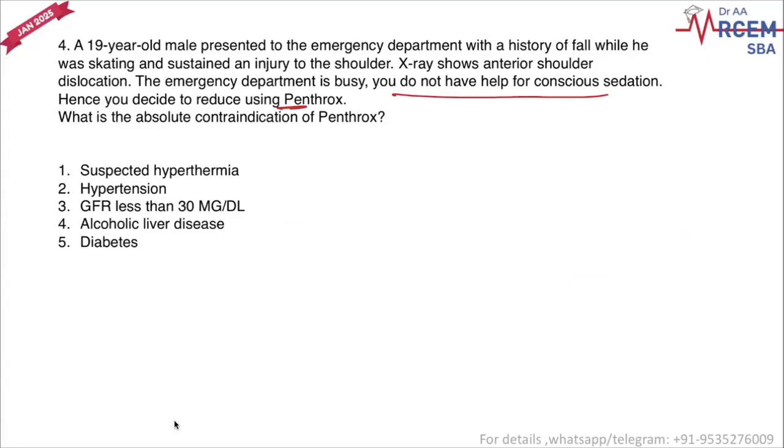They are asking. Diabetes, no. Alcoholic liver disease: there should be signs and symptoms of liver disease present, not just alcoholic liver disease. Hypertension, no. Suspected hypothermia, no. If it is a known case of malignant hyperthermia, that is a contraindication, not a suspected one. Hyperthermia can be because of a heat stroke also. So the right answer here is GFR less than 30. That means significant renal impairment is present. So the third option is the right one.